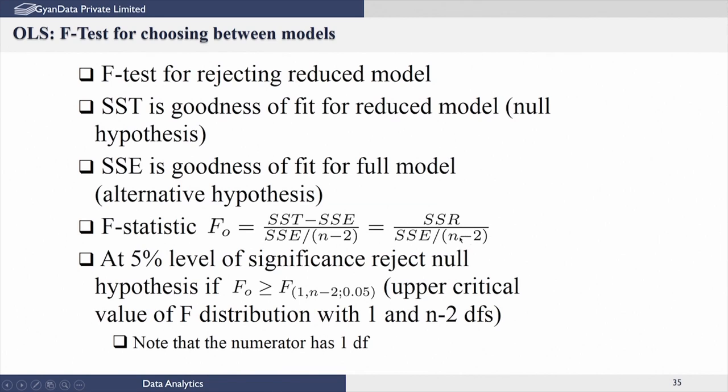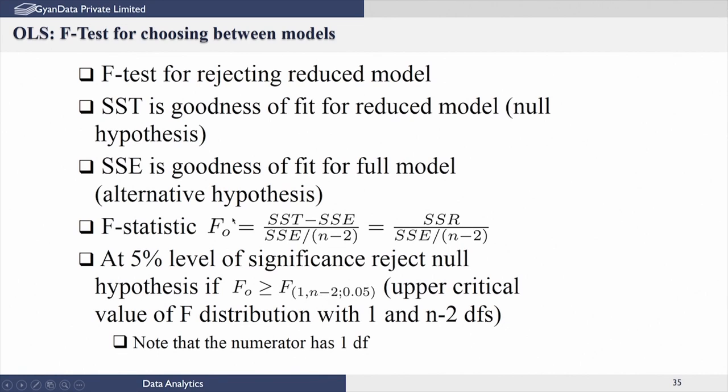SSR divided by this normalizes this quantity, and we can show formally that it is an F statistic because it is a ratio of two squared quantities, and each squared quantity is itself a chi-squared variable because it is a square of a normal variable. Therefore, this is the ratio of 2 chi-squared variables, and we have seen in hypothesis testing that the ratio of 2 chi-squared variables is an F distribution with appropriate degrees of freedom. The numerator degrees of freedom is 1, the denominator degrees of freedom is n minus 2.